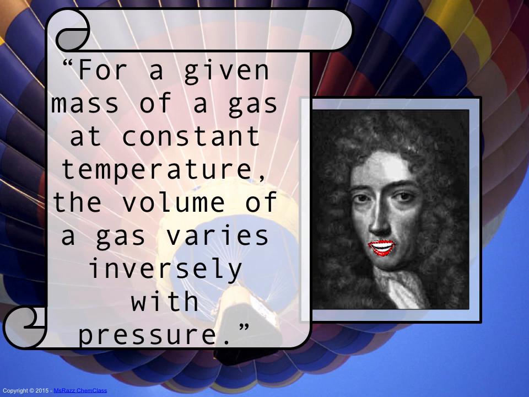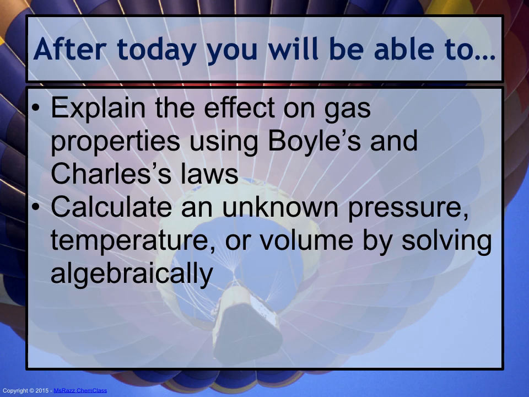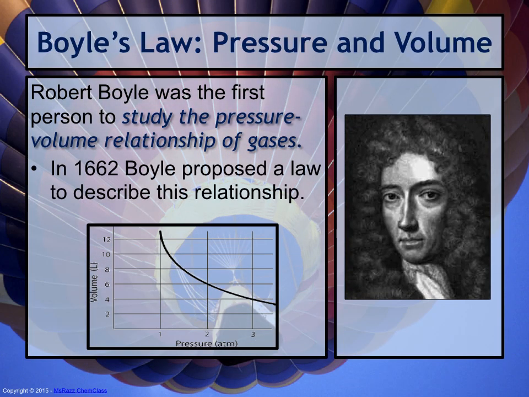What Boyle described was that for a given mass of a gas at constant temperature, the volume of a gas varies inversely with pressure. So I'm just going to go back to that first figure. You can see that as volume is decreasing, so as we go from left to right on the graph, volume is decreasing and pressure is increasing. So they are inversely related. As one goes up, the other goes down.